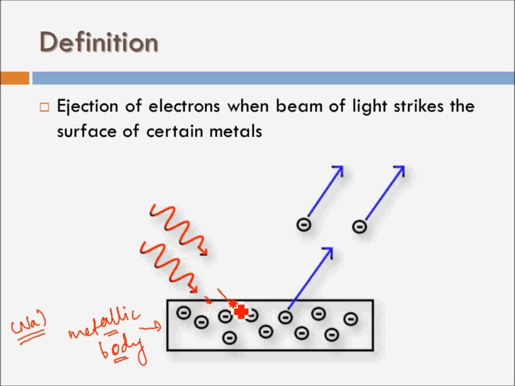Whenever such beams of light strike metallic surfaces, it can lead to some changes. It may or it may not. It can also lead to ejection of an electron from the metal surface. For example, Na can get converted into Na positive by ejection of one electron if you have a single atom of sodium. So this ejection of electrons when a beam of light strikes the surface of certain metals is basically called the photoelectric effect.